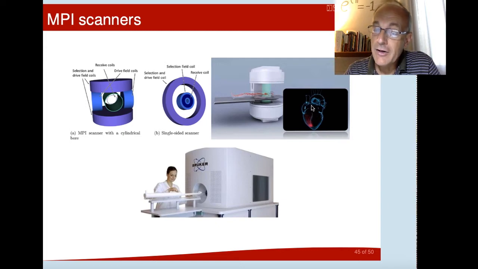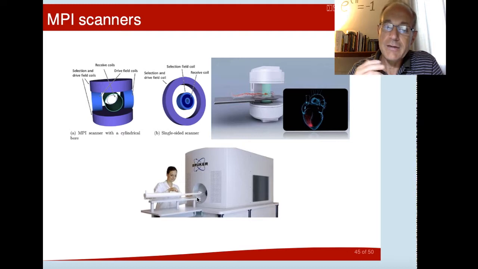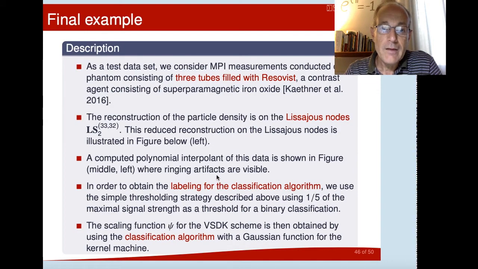Unfortunately, so far these scanners are not working for humans, but for animals. And you see this Bruker one can be used only for a small animal or a piece of our body. But the scanner for the total human body is still on the way.